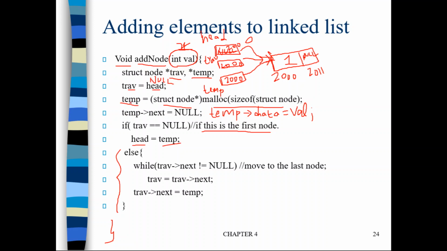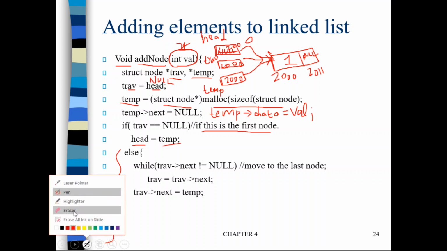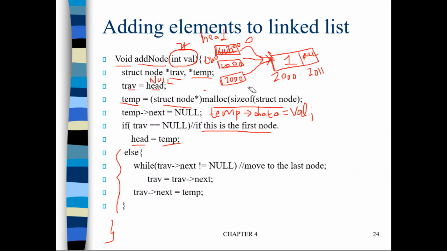Now temp is equal to struct node star malloc size of struct node. So now we are going to create another node. Temp no more will point to the old node, rather another fresh node is created. This will create a new node and temp will point to this new node now. Let us assume this node's starting address is say 3000.